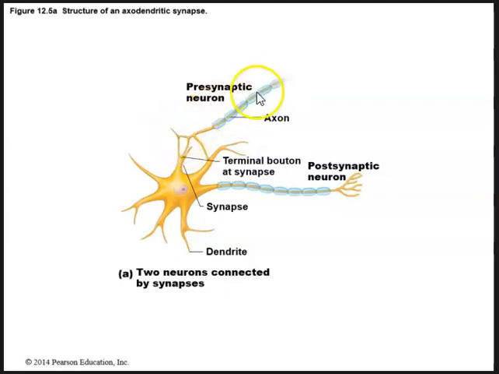So the presynaptic neuron is the neuron that is transmitting the signal towards the synapse, and then you have the postsynaptic neuron that will be receiving the signal and then transmitting the signal away from the synapse so that it can synapse with other neurons. Okay.